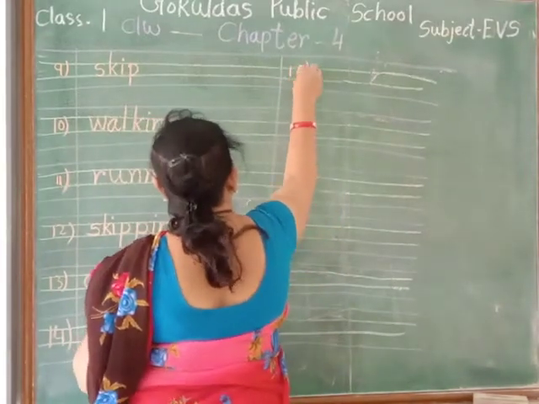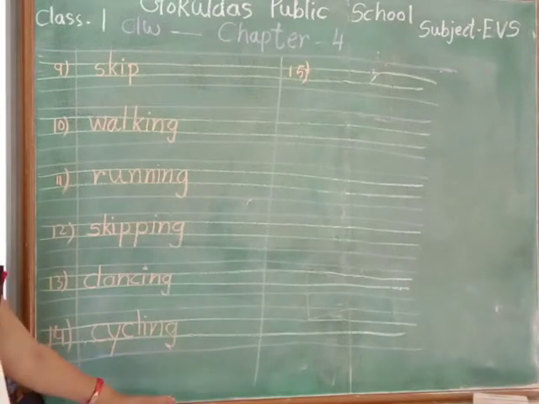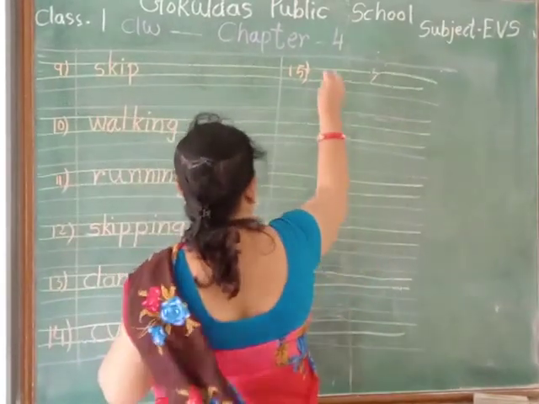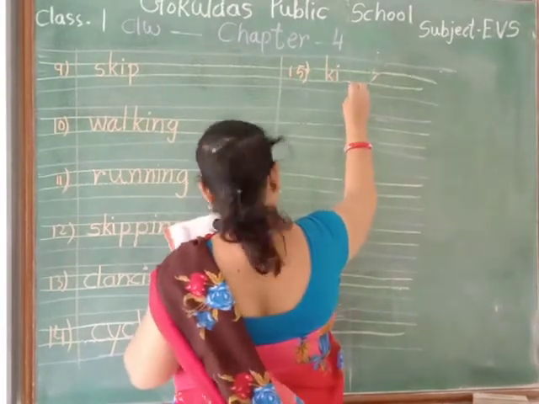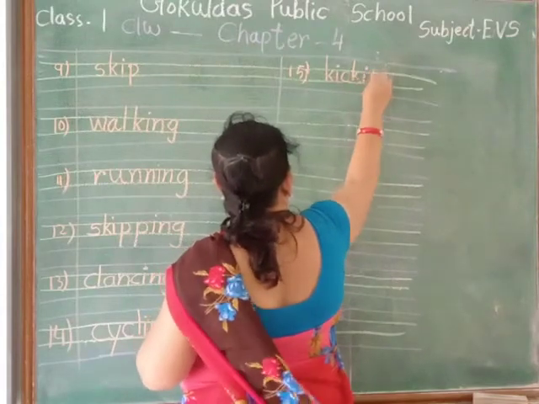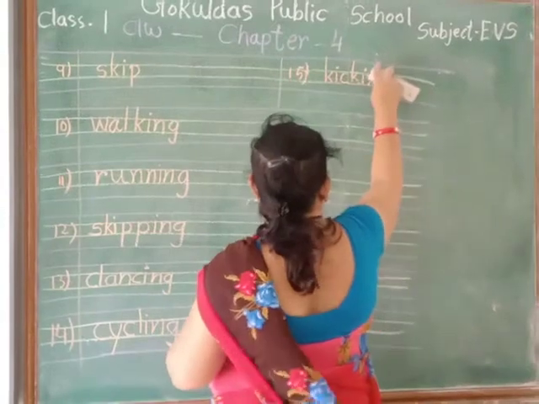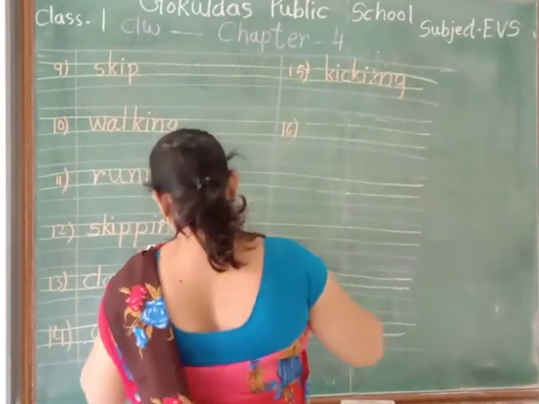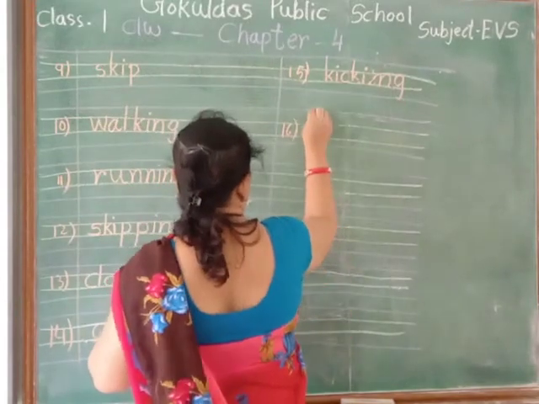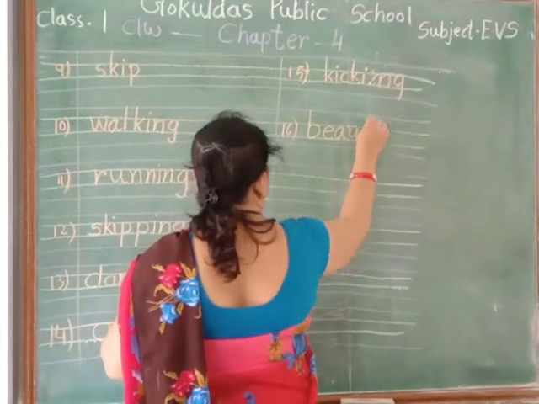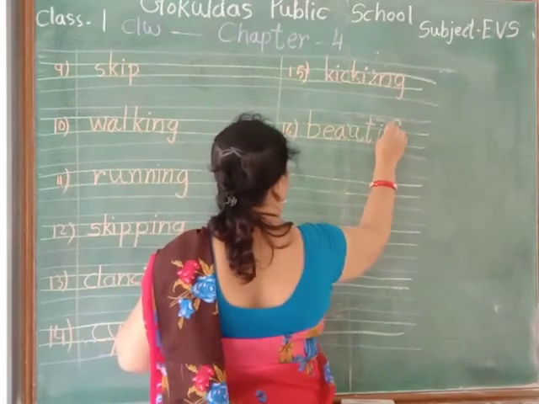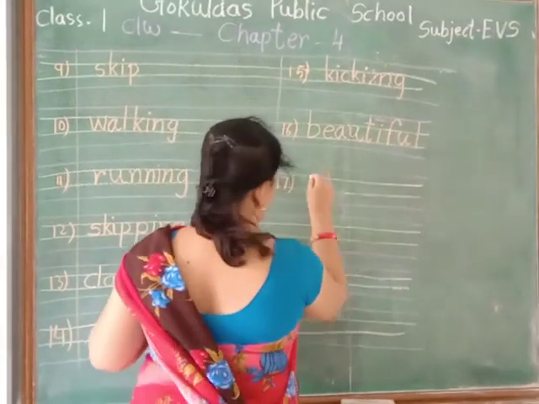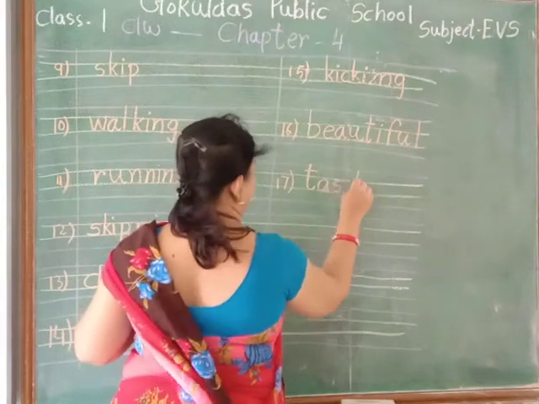Next, number 15. See, if you have space, you will continue right here. If you have no space, you go and write here. Write here kicking. K-I-C-K-I-N, and G, kicking. Number 16. Right here, beautiful. Number 17. Past. P-A-S-T. Past.